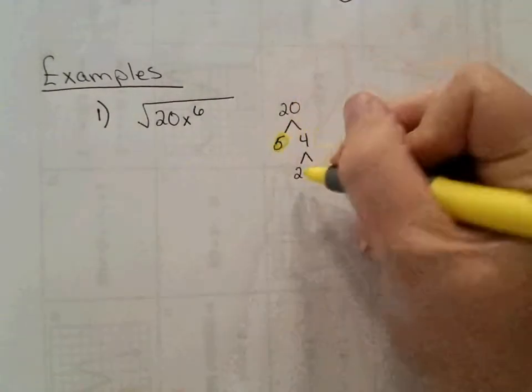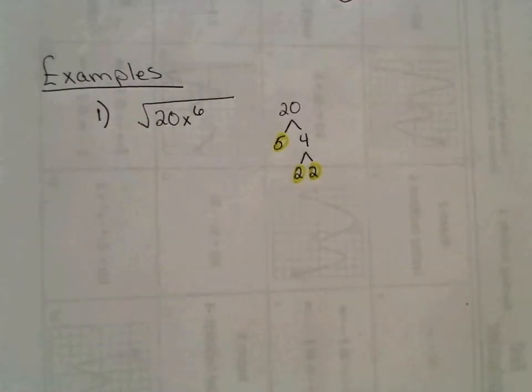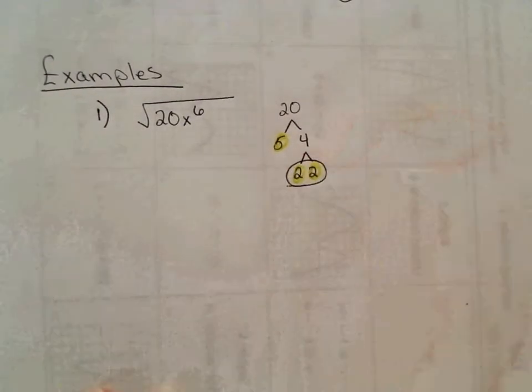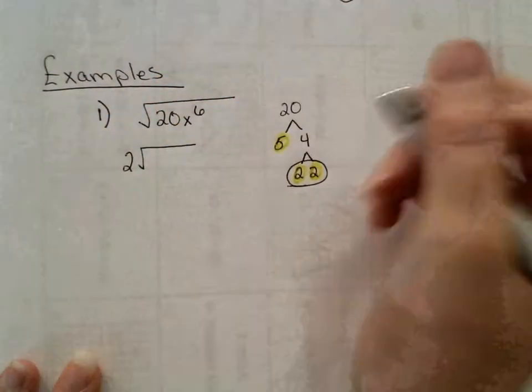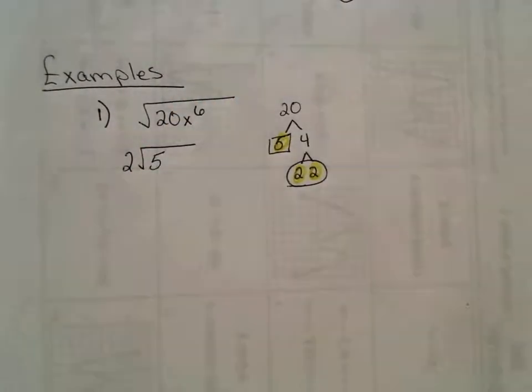Okay, so here are my leaves. Do I want groups of 2, groups of 3, groups of 4? What do I want? Groups of 2, because this is a square. So what goes on the outside? A 2. And what goes on the inside? The 5. Okay? Well, we're going to deal with the x to the 6 next.